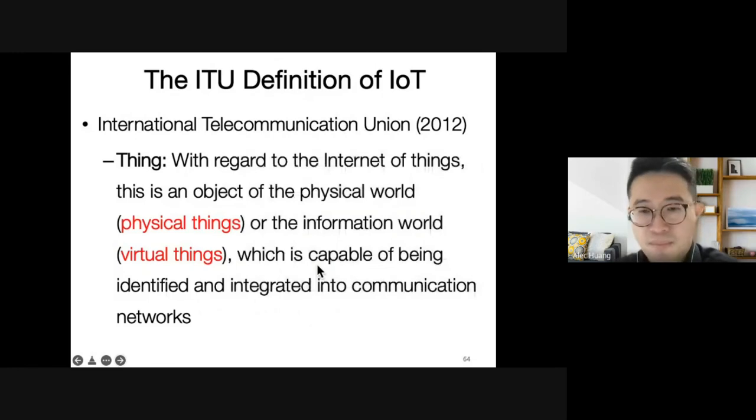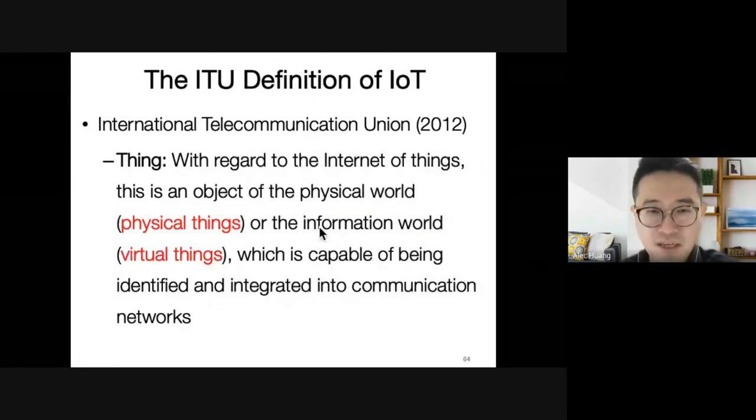What could be the things? It could be physical things in the physical world. It could be the washing machine. It could be the monitor, the TV. It could be the coffee machine. It could be the lamp.